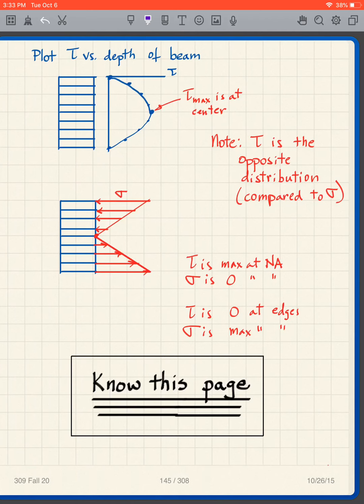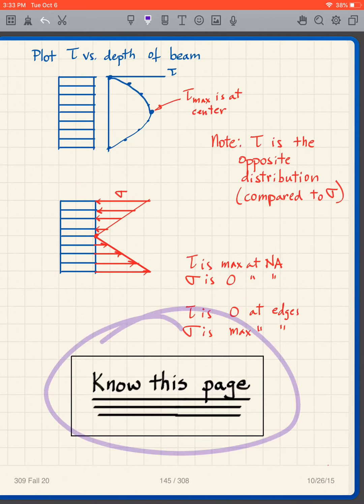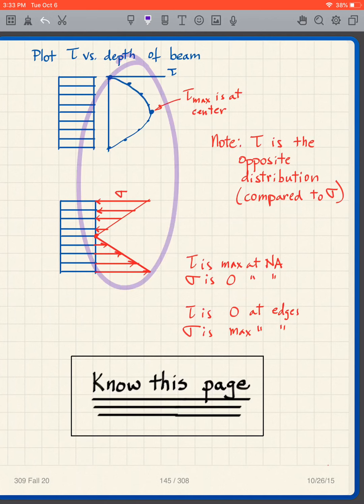So notice this plot is practically the opposite of that plot. Tau has the opposite distribution compared to sigma. So that's what I want you to know. Tau is maximum at the neutral axis. Sigma is 0 at the neutral axis. Tau is 0 at the edges. Sigma is max at the edges. So this is an important page. Know this page. You just need to know these distributions.